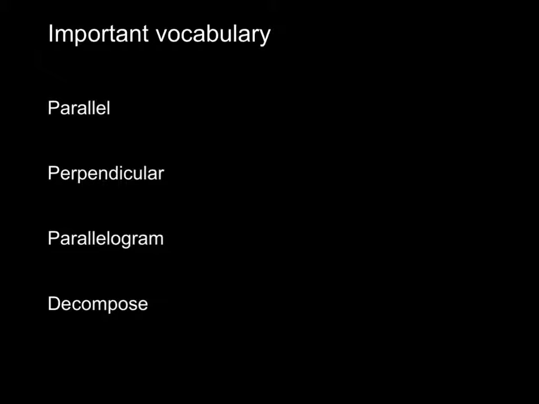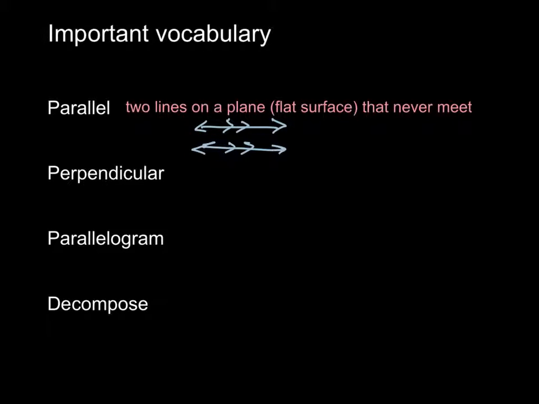First is parallel. When we talk about parallel, we're talking about two lines on a plane or a flat surface that never meet. You might see it illustrated as this, where we have two lines and then they have little arrows on them to designate it as being parallel.